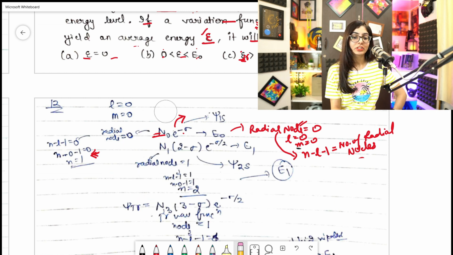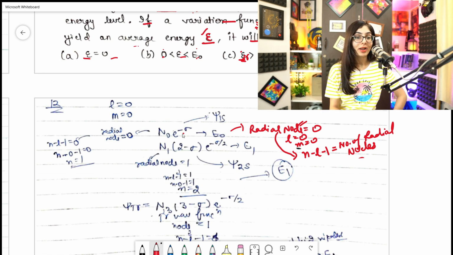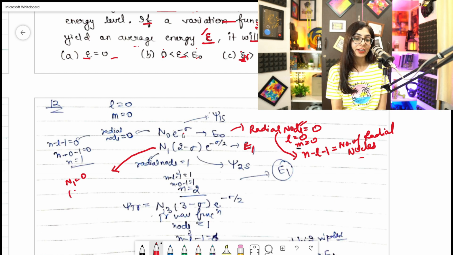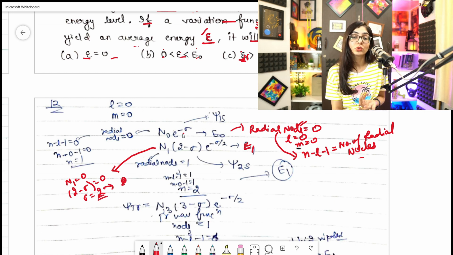Now let's see the next function, which is the first excited state function. The first excited state function is N1(2 − σ)e^(−σ/2), and the energy is denoted by E1. Clear? Now if I put it equal to 0, N1 equal to 0 is a boundary condition, and 2 minus sigma is equal to 0. So here I got one radial node. Don't get confused that sigma is equal to 2, so how come it is one radial node?